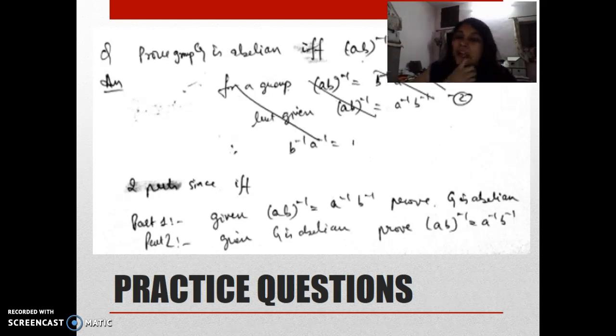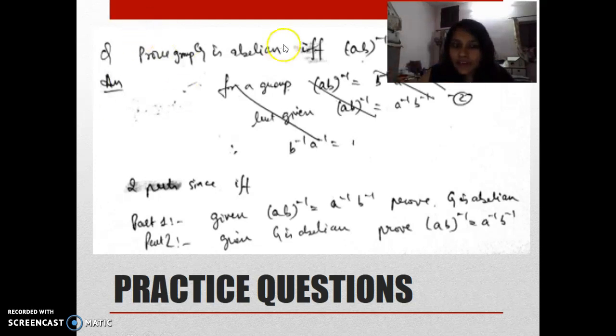So now this means that the question has two parts. This is the trickiest part. The first part is assuming that the group is abelian, you have to show this property. And the second part is the reverse. Assuming that this property is satisfied, you have to show that the group is abelian. Whenever there is IFF, which is if and only if, you have to show the straightforward and its reverse.